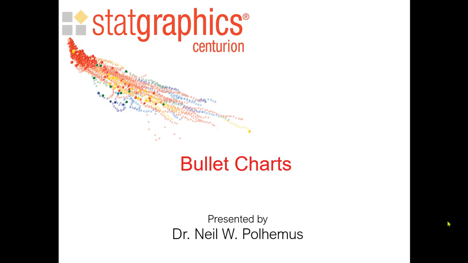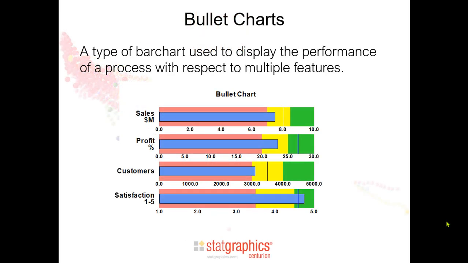This video describes the Statgraphics implementation of bullet charts. A bullet chart is a type of bar chart used to display the performance of a process with respect to multiple features. For example, a business might want to display the current status of sales, profit, number of customers, and customer satisfaction.